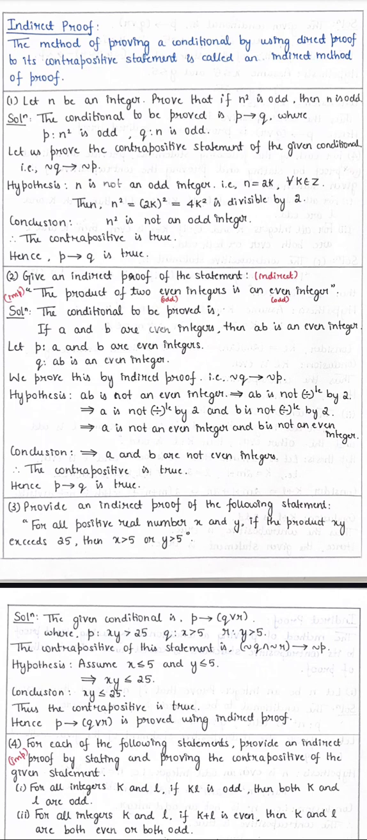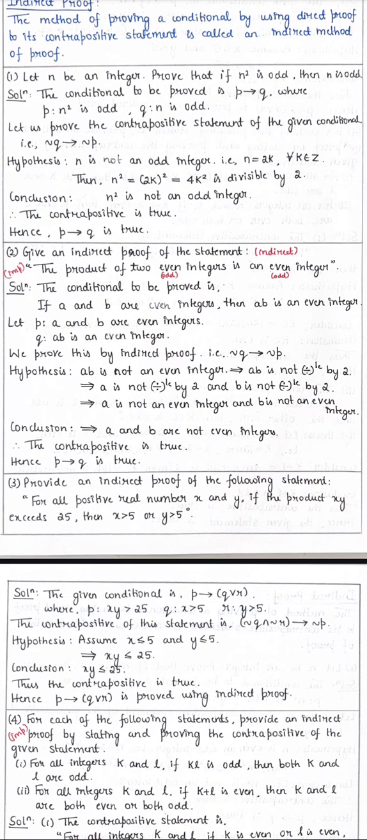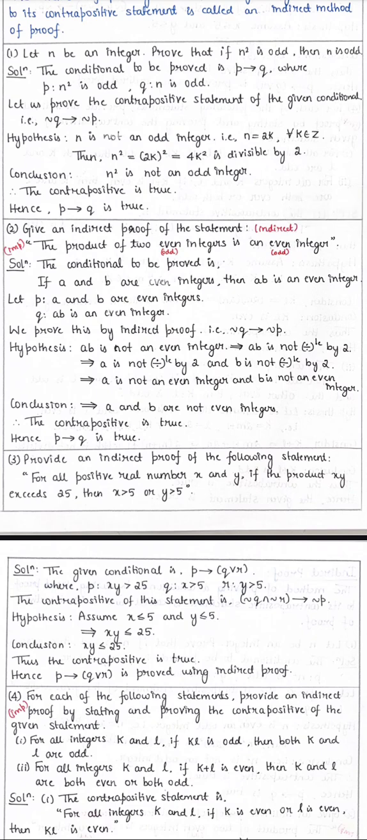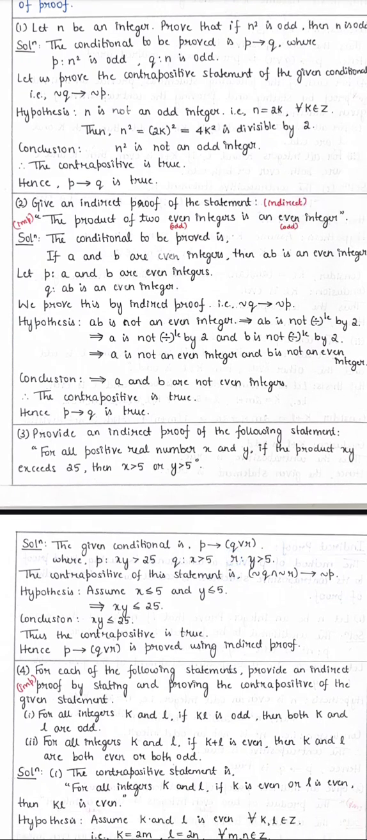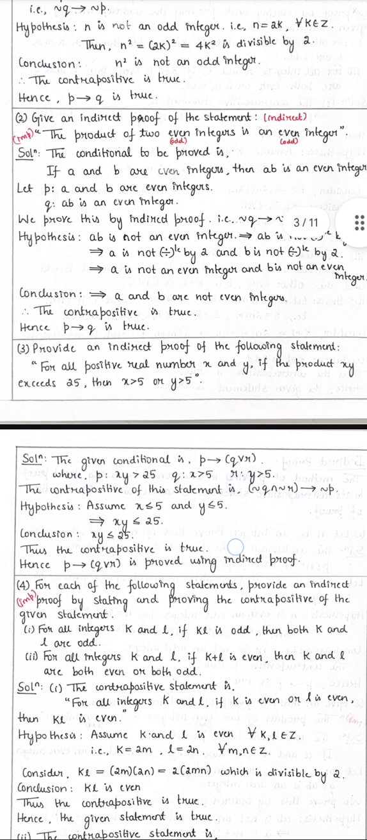If P, then Q. Let us consider the contrapositive of that. What is the contrapositive? If not Q, then not P. So not Q is: n is not an odd number. Then we will have n equals 2k. That is, n square equals (2k) whole square, which is divisible by 2. Then n square is not an odd integer. The contrapositive is true, hence P to Q is true.